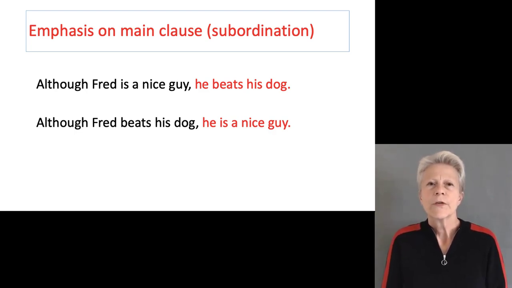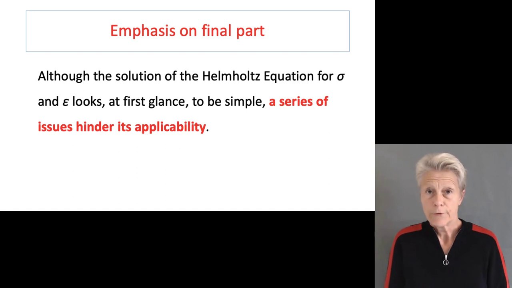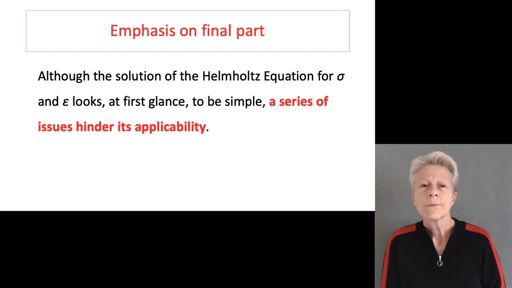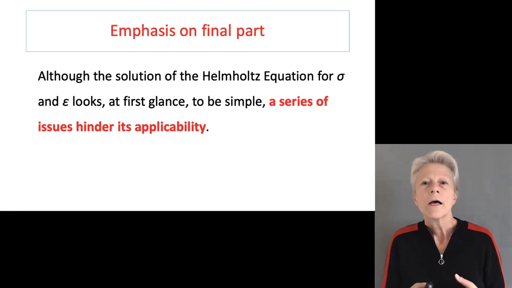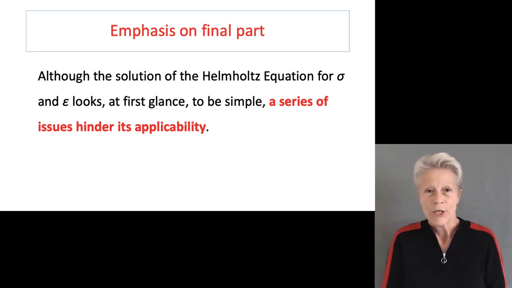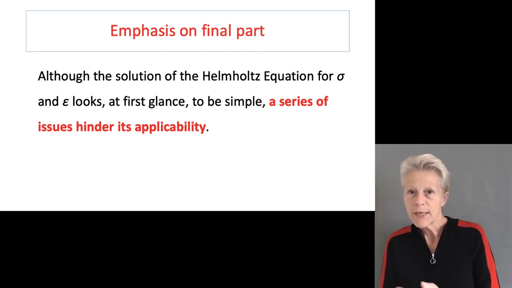This structure is used very often in science writing and it works out fine. You will recognize sentences like these a lot. Here's an example. Although the solution of the Helmholtz equation, blah, blah, blah, at first looks to be simple, a series of issues hinder its applicability.